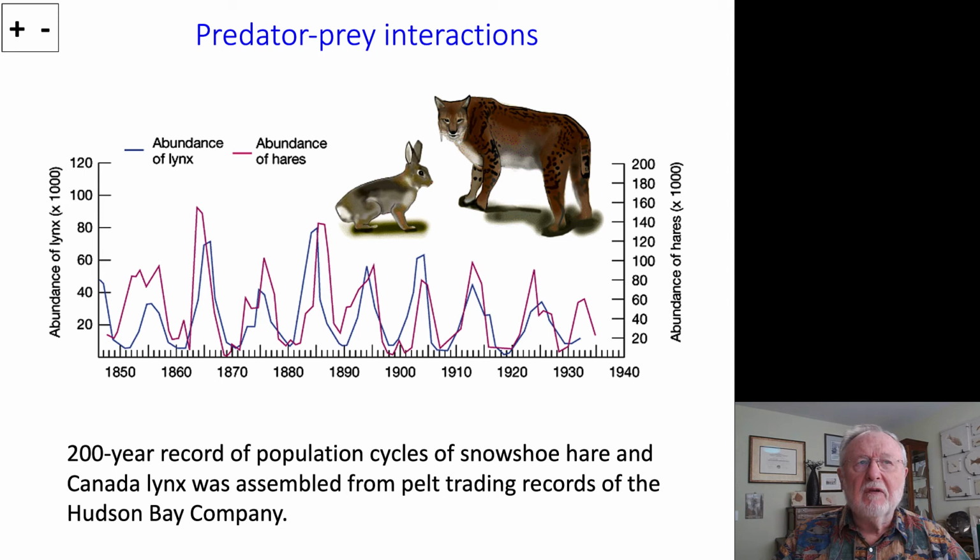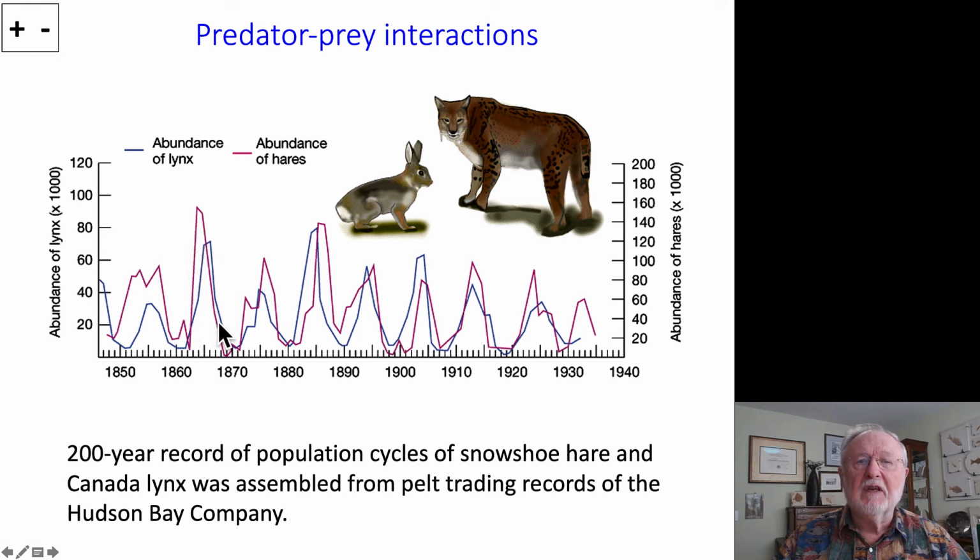Another kind of interaction is a positive negative interaction. Here, I'll show you the classic data of the lynx and the hare. We have data that go back into the mid-1800s, not because ecologists were there collecting data, but because of pelt trading records. In this case, they're pelt trading records from the Hudson Bay Company in Canada. And what you see are cycles between the abundance of the lynx and the abundance of the hare.